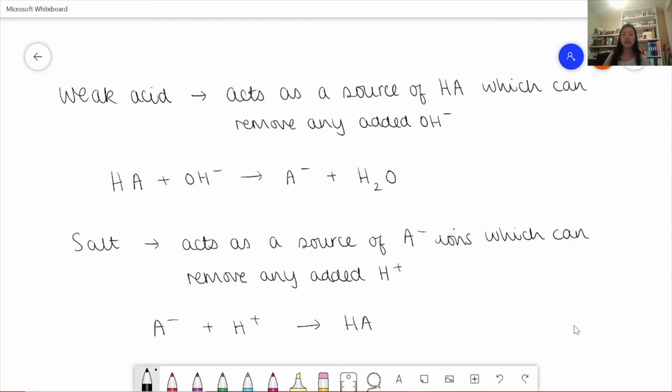So in conclusion, we have that the weak acid component in the buffer acts as a source of this undissociated acid, which can remove any added OH minus ions, so when you add an alkali. And it does this by this equation of undissociated acid plus the OH minus of the alkali forms A minus ions and water. And the salt component of the buffer acts as a source of A minus ions, which can remove any added H plus, so any added acid. And the A minus reacts with the H plus to form more undissociated acid.